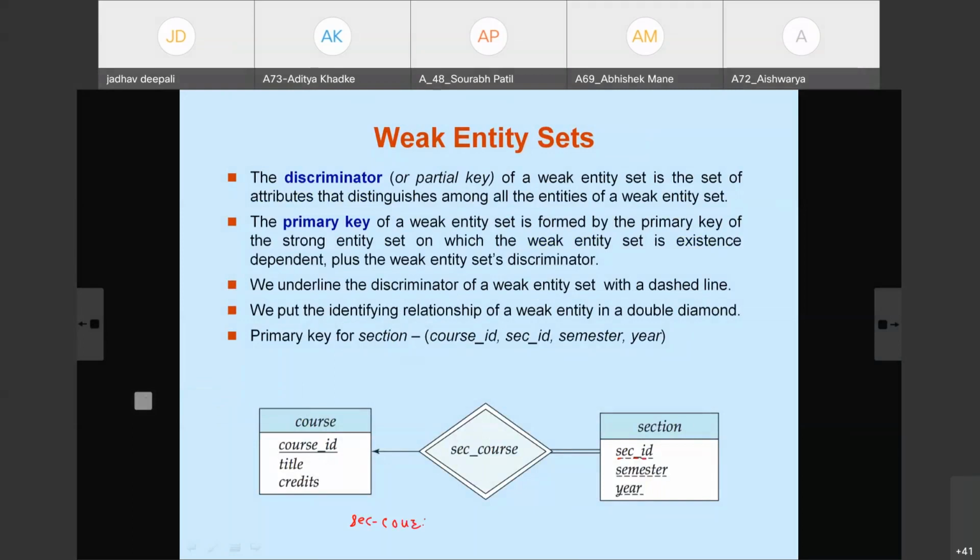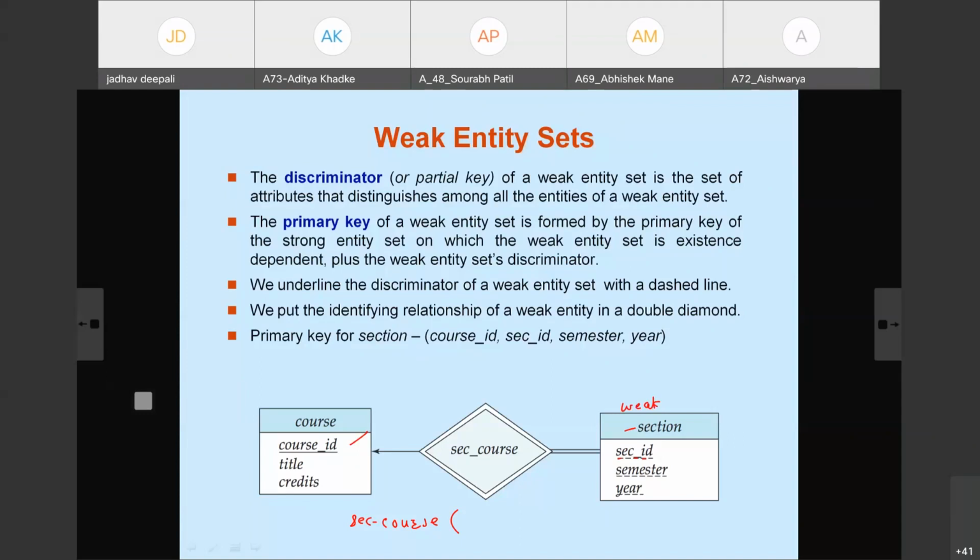It is a relationship set between the two entity sets. So what is the primary key of this relationship set, or what is the primary key of section? Sorry, it has no primary key of its own. So what is the primary key of a weak entity set? How to find out? For that, we need to add the primary key of course to the discriminator of the weak entity set to form the primary key of the weak entity set.